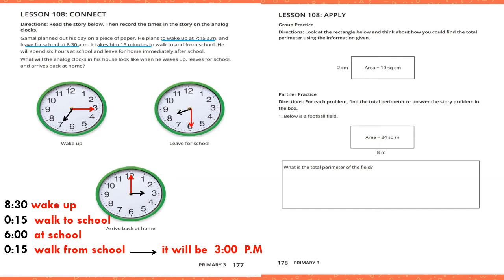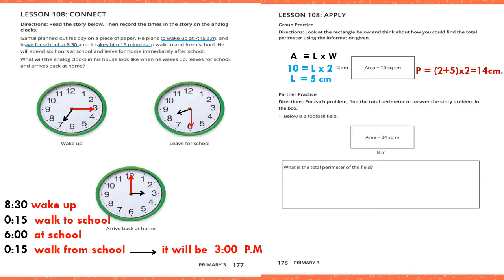Now let's move to the apply part. Here we have a rectangle of area 10 square centimeters and width 2 centimeters. So to find the length, we divide 10 by 2. Length will be 5. And the perimeter is length plus width times 2. So 2 plus 5 all times 2 equals 14 centimeters.